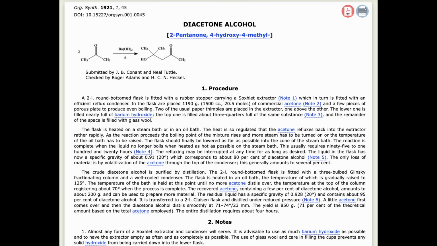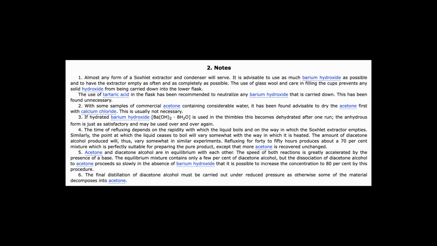Now, the industrial synthesis of diacetone alcohol needs to reflux acetone for 4 to 5 hours under a Soxhlet extractor filled with barium hydroxide. From this insane reaction time, you can easily tell that the forward reaction is very difficult, and the proportion of diacetone alcohol in the equilibrium mixture is very low.